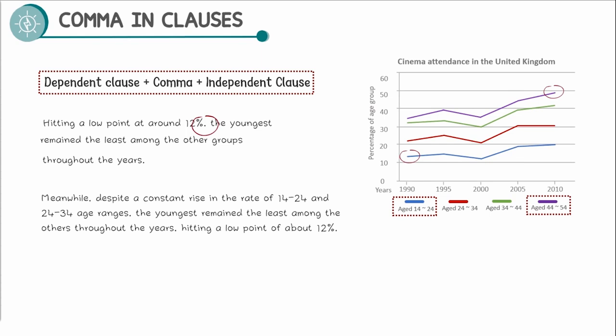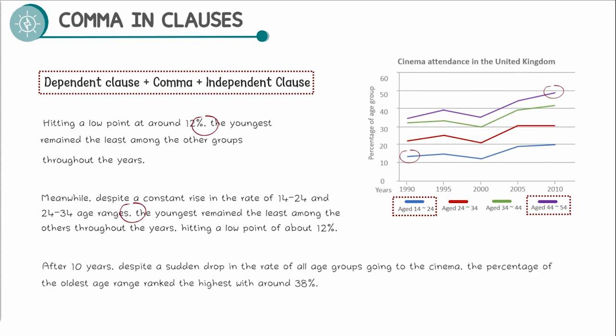In this example, starting from despite a constant rise in the rate of 14 to 24 and 24 to 34 age ranges is a dependent clause, and the rest of the sentence is an independent clause. Another example following the same pattern could be, after 10 years, despite a sudden drop in the rate of all age groups going to the cinema, the percentage of the oldest age range ranked the highest with around 38%.